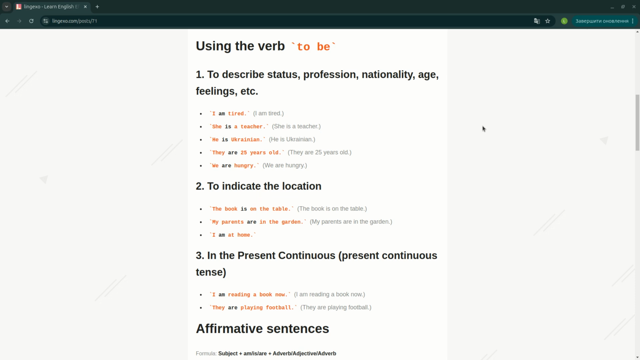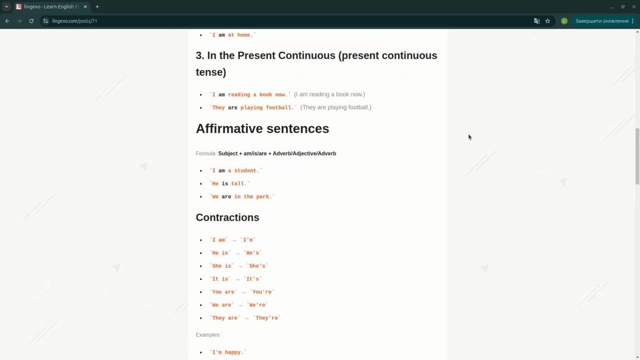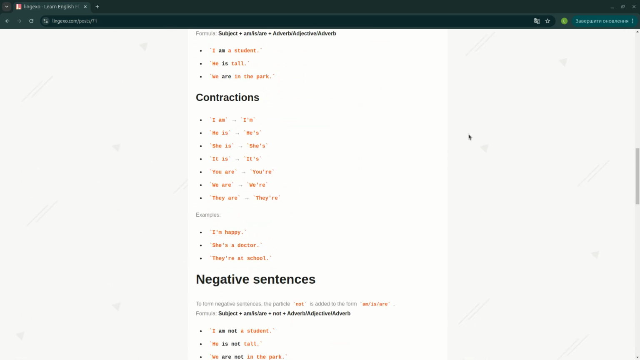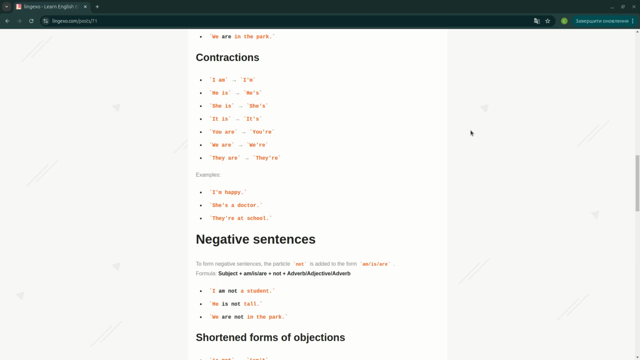Contractions. I am becomes I'm. He is becomes he's. She is becomes she's. It is becomes it's. You are becomes you're. We are becomes we're. They are becomes they're. Examples: I'm happy. She's a doctor.